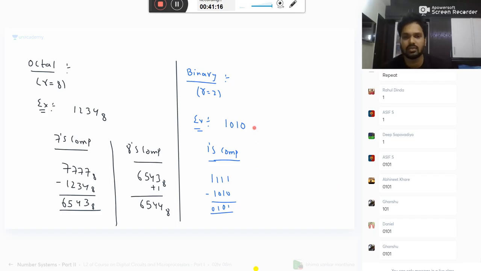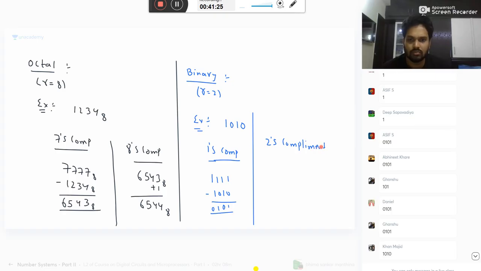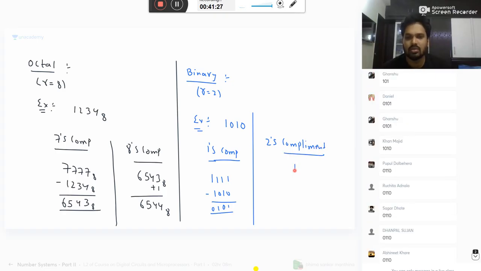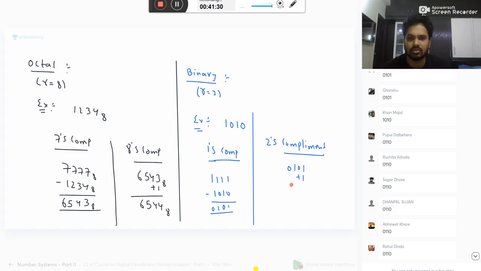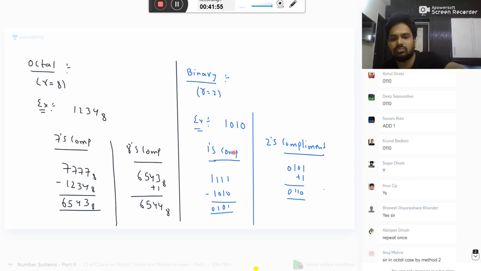Okay, next. What is 2's complement? 2's complement is 0101 plus 1. That is 0110. Is it okay for everybody up to this? As someone asked me to repeat, it's the same process. I hope from this example you might have understood. If you still have doubts, you can ask. Okay, clear. So let's move.